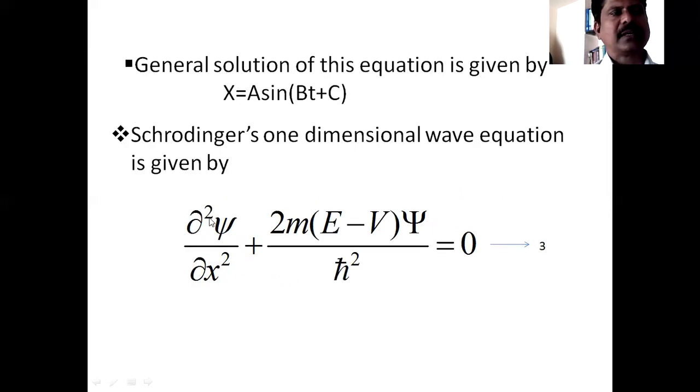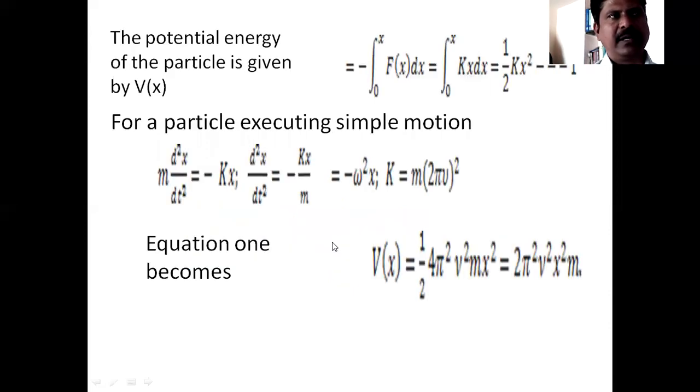Another thing we know is the Schrodinger one-dimensional wave equation: ∂²ψ/∂x² + 2m(E - V)ψ/ħ² = 0, where ħ equals h divided by 2π. So see how the value of d²x/dt² is obtained.